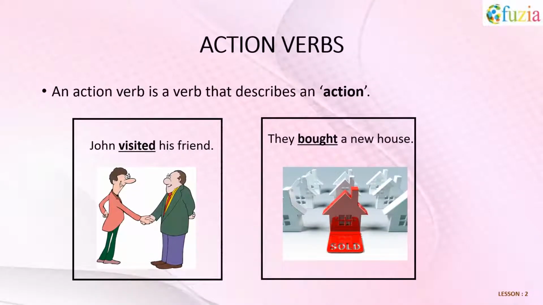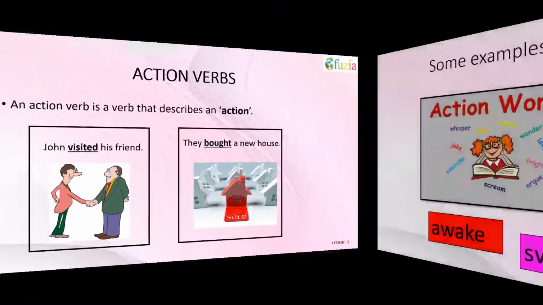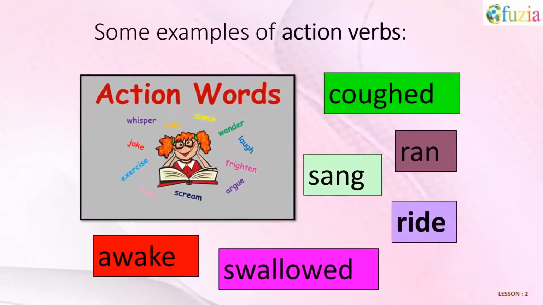So let us understand action verbs. An action verb is a verb that describes an action. Like John visited his friend. They bought a new house. Here we have listed a few examples of action verbs like carved, ran, sang, ride, awake.